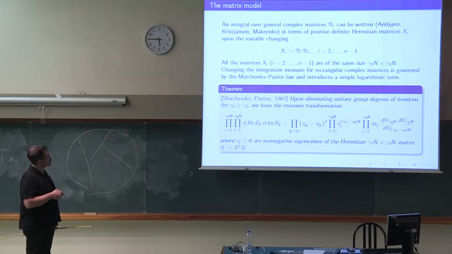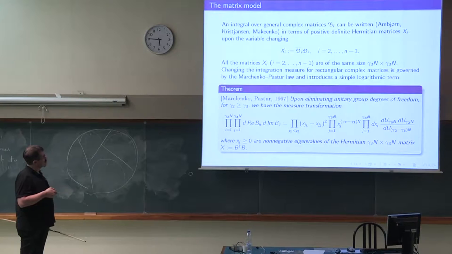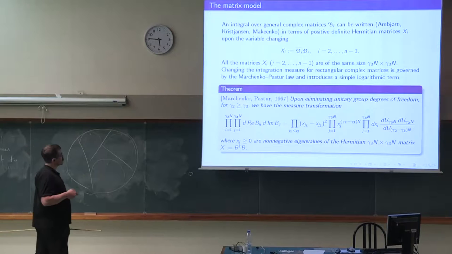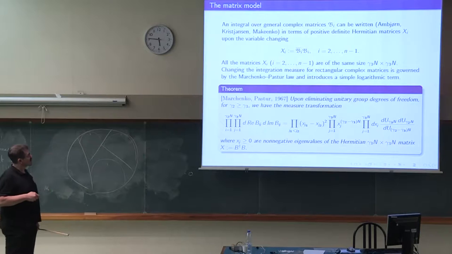If I take this, then all these matrices will be of the same size, of size gamma 3n, and basically the only thing to be checked is what will happen with the integration measure, for which we have the so-called Marchenko-Pastur law, which claims that if I consider the Haar measure on the space of rectangular complex matrices, then this Haar measure becomes quite a simple measure in terms of eigenvalues of this matrix.